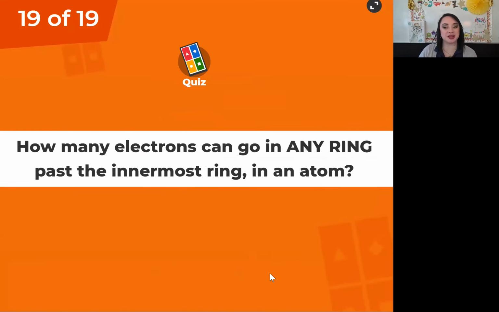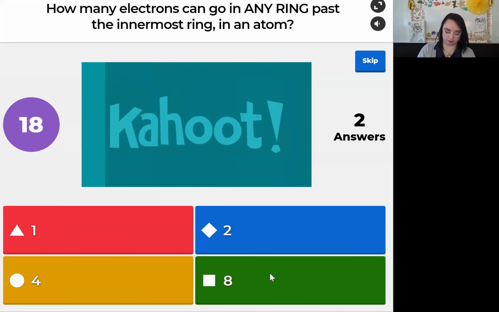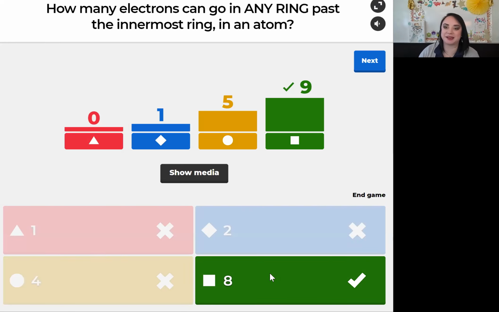How many electrons can go in any ring past the innermost ring in an atom? Good. 8.